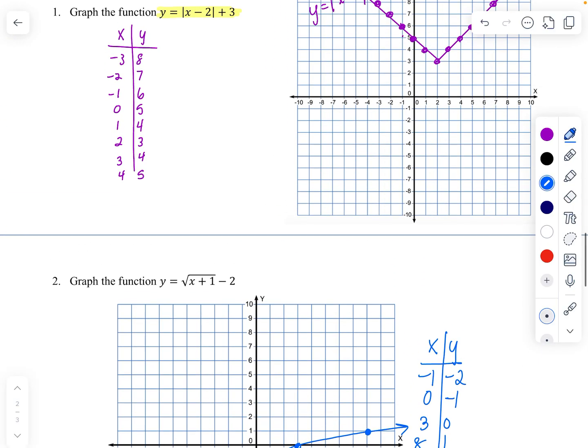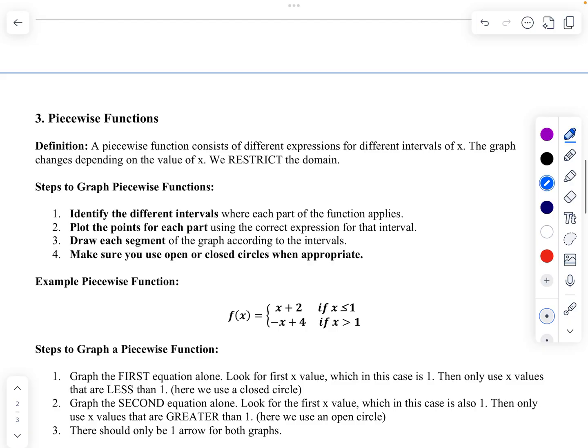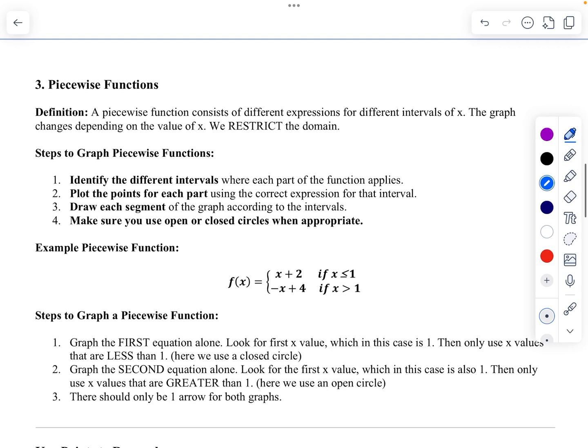All right, last one is piecewise. So a piecewise function, remember the word piece because it's in pieces. Okay, so a piecewise function consists of different expressions for different intervals of x. The graph changes depending on the value of x, so we restrict the domain.